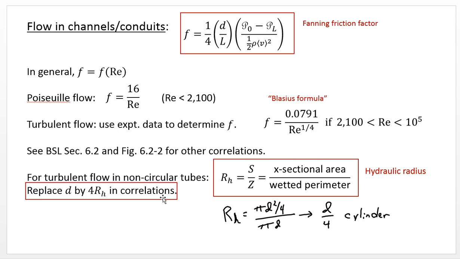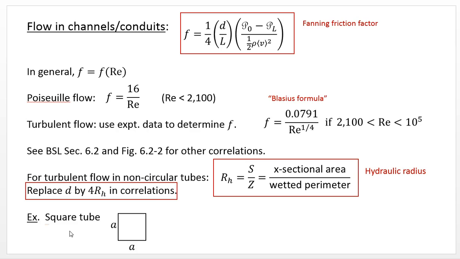This does not work for laminar flow. Laminar flow is highly dependent on the exact geometry of the tube. In turbulence, because there's a lot of cross-stream mixing, a lot of motion perpendicular to the walls, the momentum is spread out more uniformly over the cross-section of the tube. This hydraulic radius idea is relatively accurate for turbulent flow. It's not accurate for laminar flow, so we only want to use the hydraulic radius for non-circular tubes for turbulent flow.